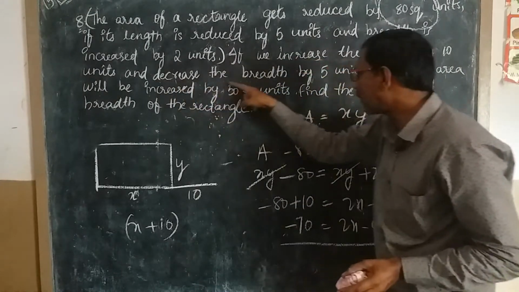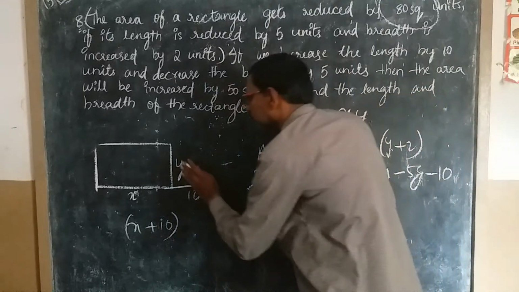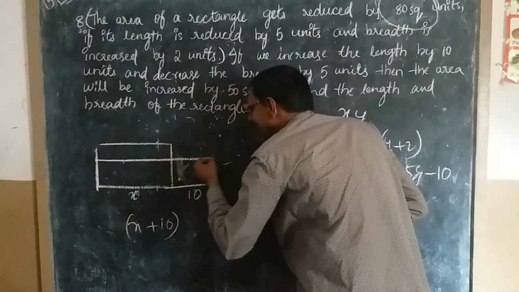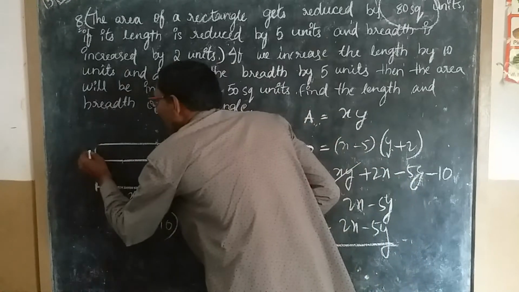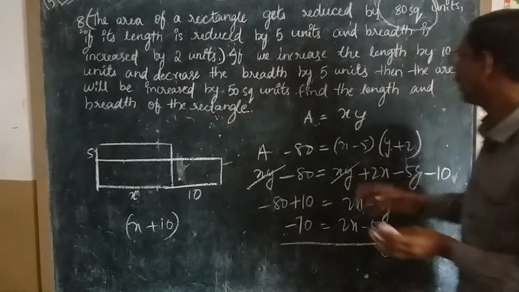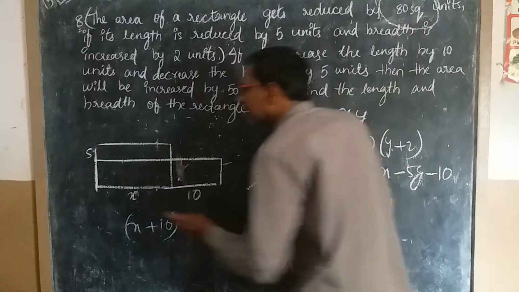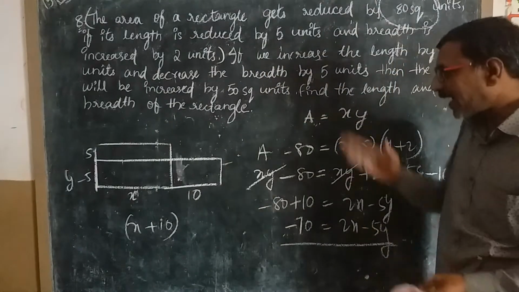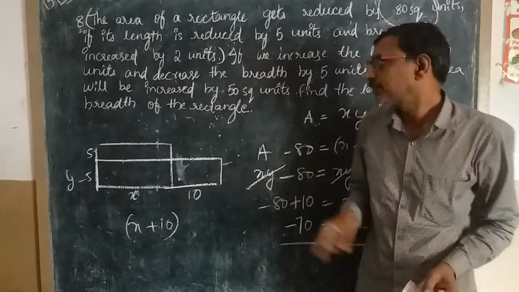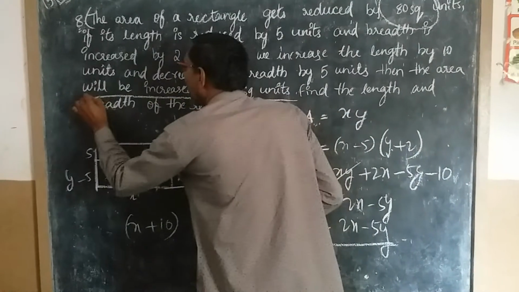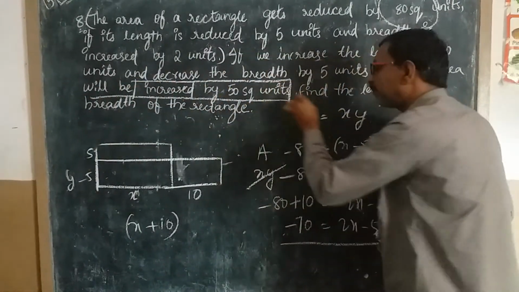And decrease the breadth by 5 units. Suppose if I decrease it like this, that means how much units I decreased? 5 units. That means y minus 5. Then the area increased by 50 square units.